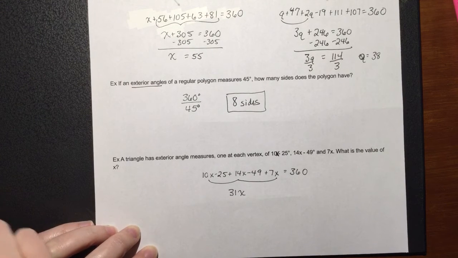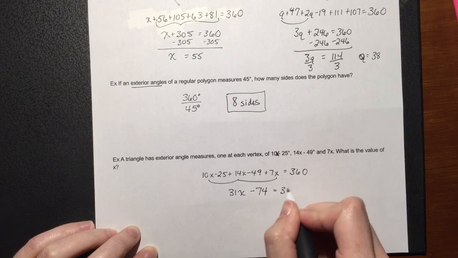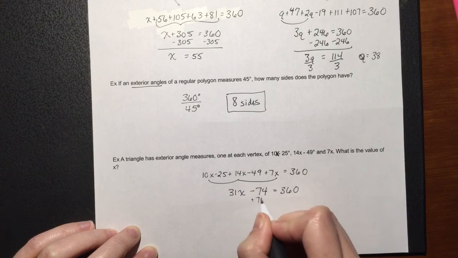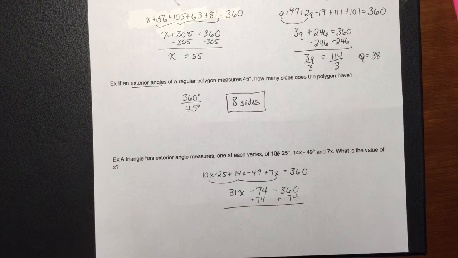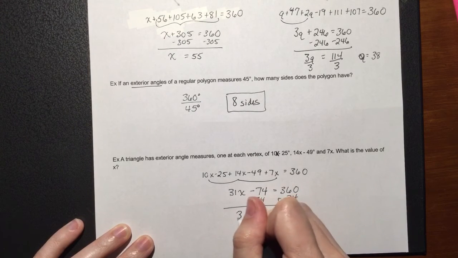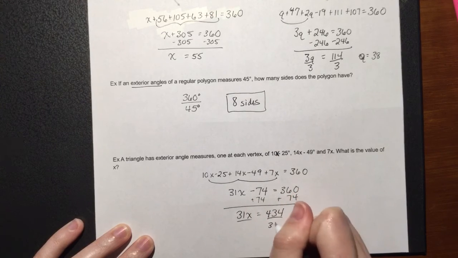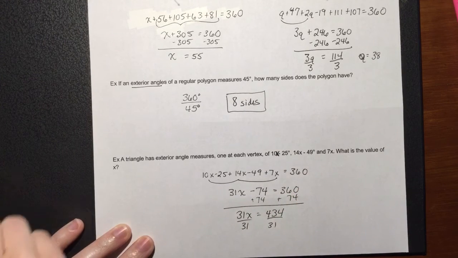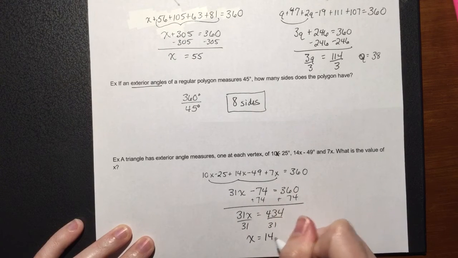and negative 25 minus 49, minus 74, is going to be equal to 360. So add 74 to both sides. 31x is going to be equal to 434. Divide both sides by 31. And then x is going to be equal to 14.